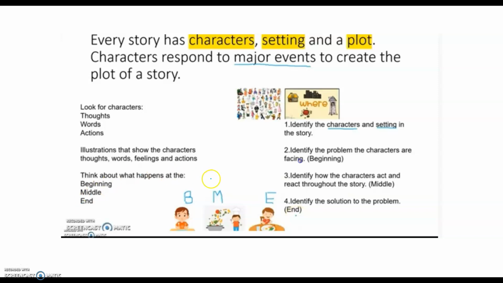We've talked about how when we first start reading, we need to identify the characters and setting. Then, at the beginning of the story, we identify the problem. We look at how the characters act and react through their thoughts, words, and actions, and in the end, come to a solution.